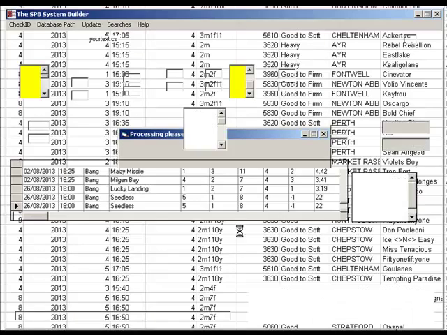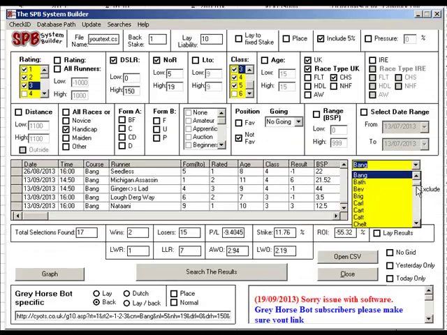I'm starting to mumble now, aren't I? Anyway, so that's how I come up with a system. Basically, I just play around. Well, I start off with an idea, as I did. I generally start off with saying, well, I want a chase system, or I want a flat system, or I want a handicap system, or I want a beat of favourite system.